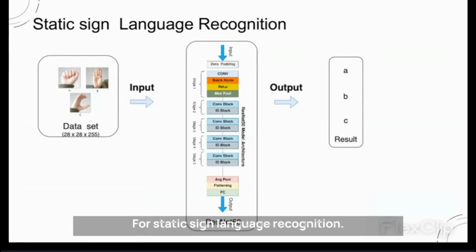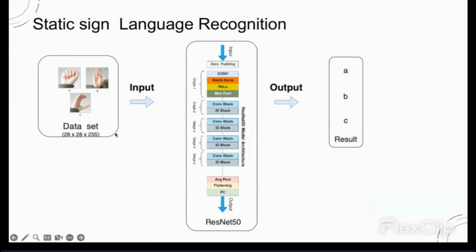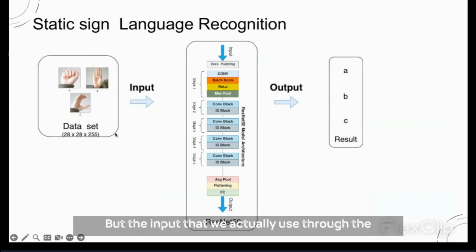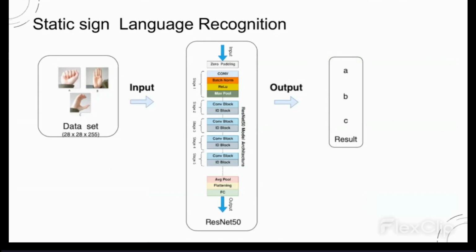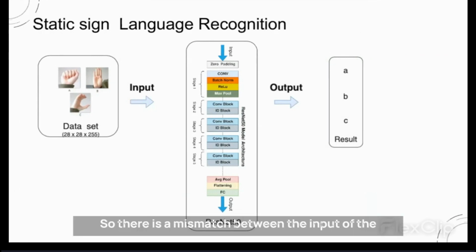For static sign language recognition, we wanted to use CNN to classify the sign language images at the beginning of our project. We also did an experiment using ResNet 50. Unfortunately, the dataset we found only contains images of the hand, but the input that we actually use through the computer camera is the upper body of the user and their hand. So, there is a mismatch between the input of the training side and the input of real use.